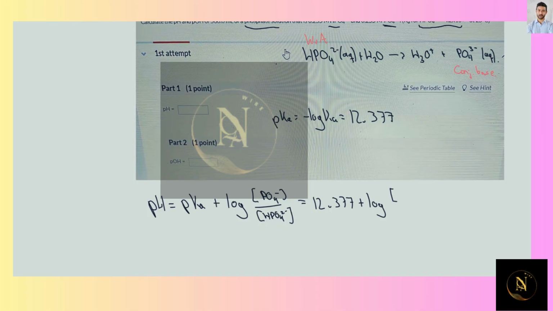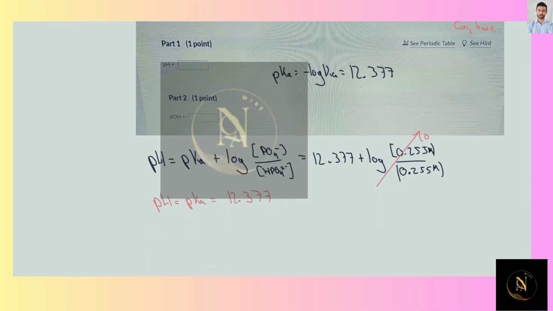We're going to have 0.255 molar. Of the other compound, we're going to have the same quantity, and as you can see, we're going to end up with logarithm of 1. The logarithm of 1 is equal to 0, thus the pH is going to be equal to the pKa, equal to 12.377.